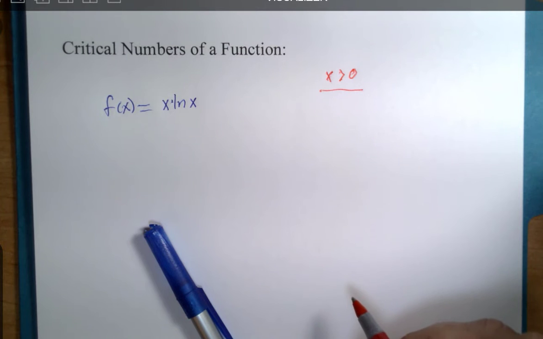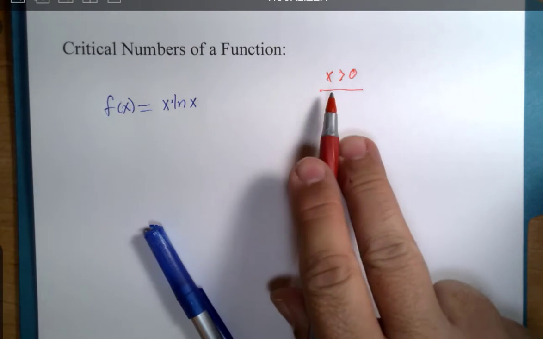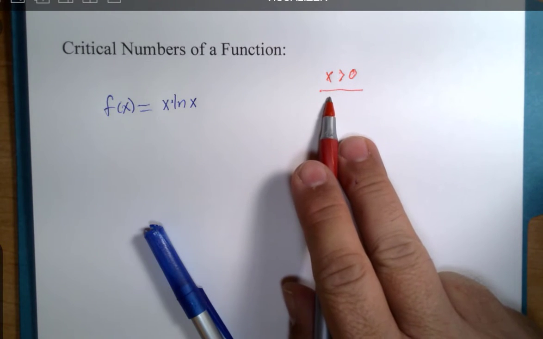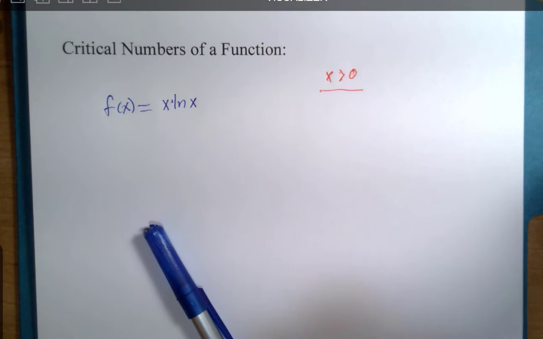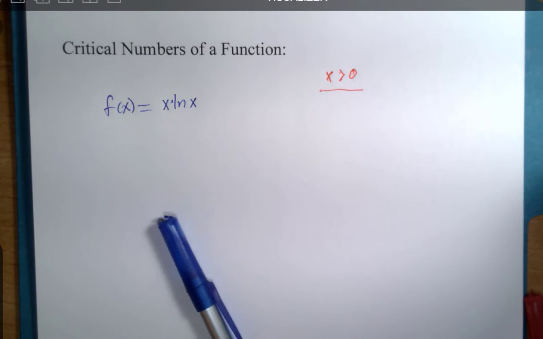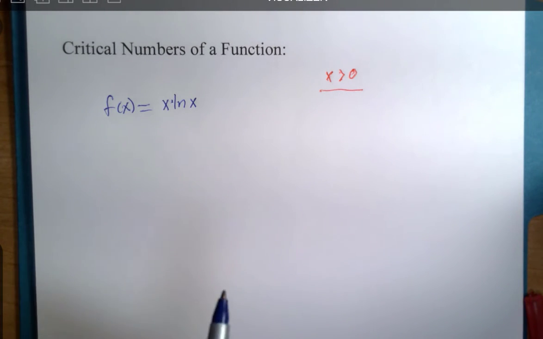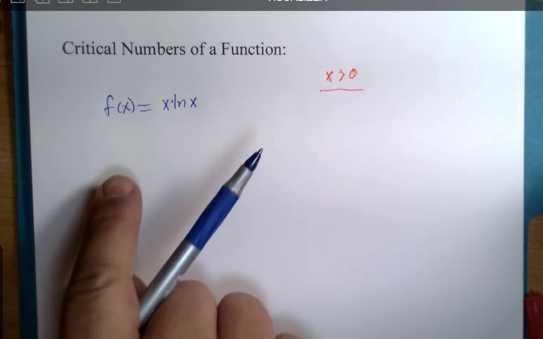So when we're looking for critical numbers, it has to be values of x that are greater than 0. Or we could say x can't be 0 or negative, if you want to put it from the negative perspective, well, like literally the negative perspective, haha.